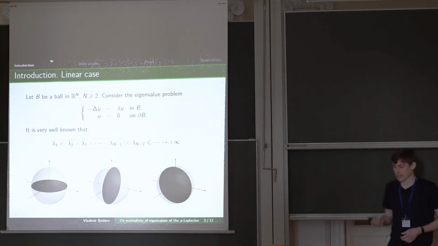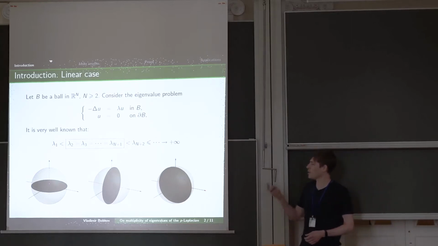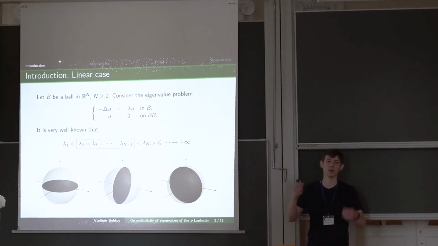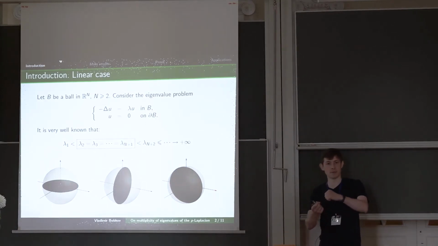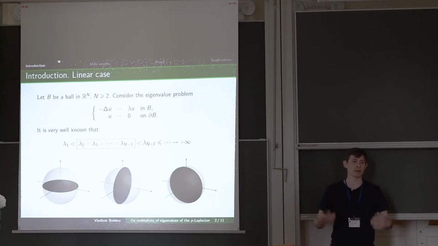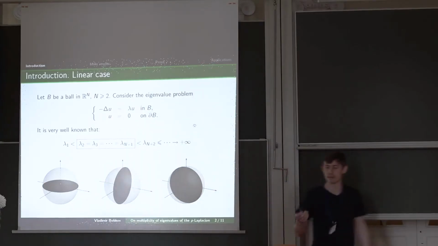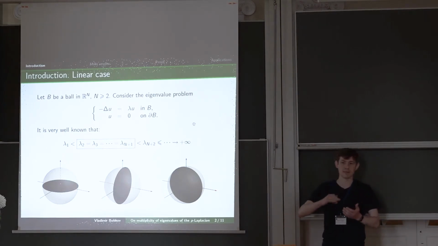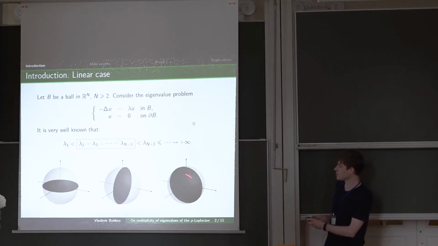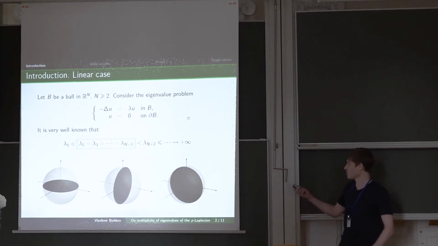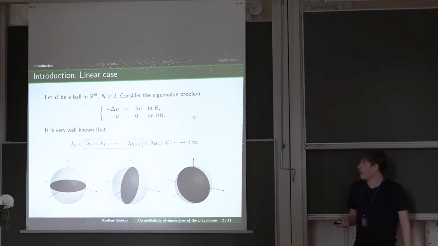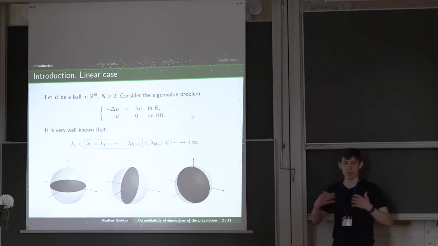So geometrically, this can be explained in the following way. We know how the second eigenfunction looks like. It is positive in the half ball, negative in the opposite half ball, and 0 in the equatorial cross-section. And since we can rotate this eigenfunction, basically there are n linearly independent positions for this 0 set, when the 0 set coincides with the orthogonal coordinate hyperplane. There are n such coordinate hyperplanes, so multiplicity is n. And this chain of equalities is something which we would like to obtain for the p-Laplacian.